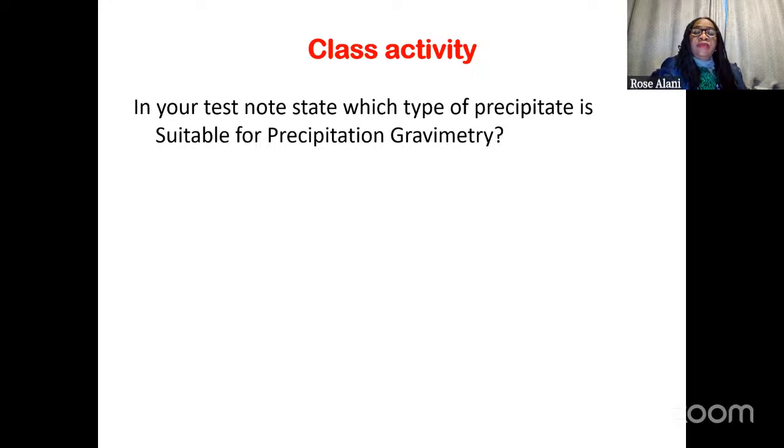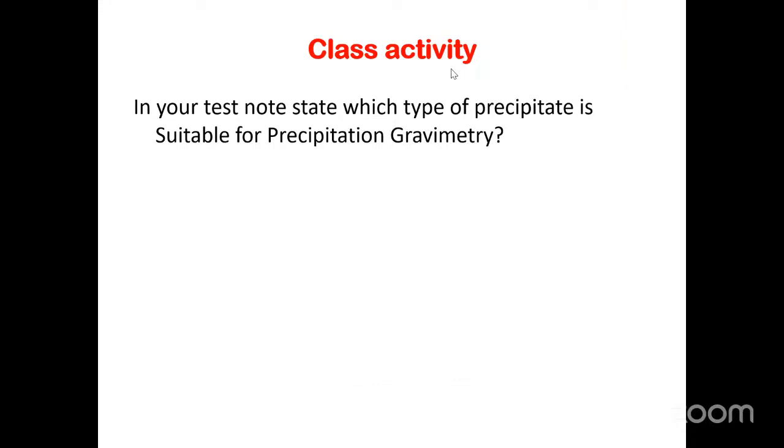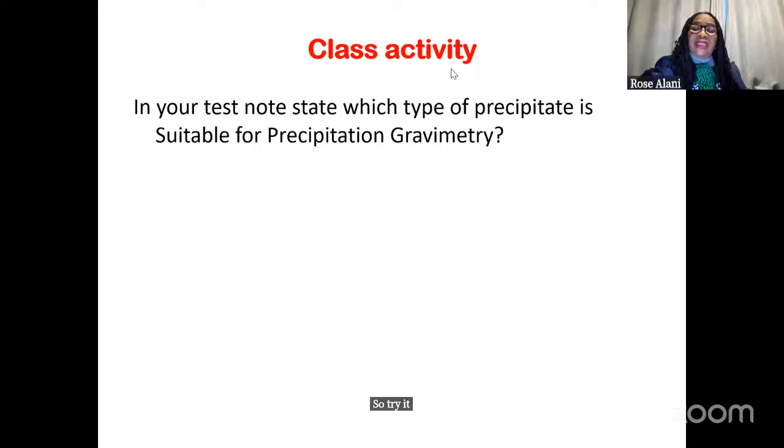You will state what type of precipitate from what I've shown you is suitable for precipitation gravimetry. I believe you can all answer that question from the last slide I just showed you. So try it and look at it. You should be able to answer it easily if anything like that comes in your exam. Okay.